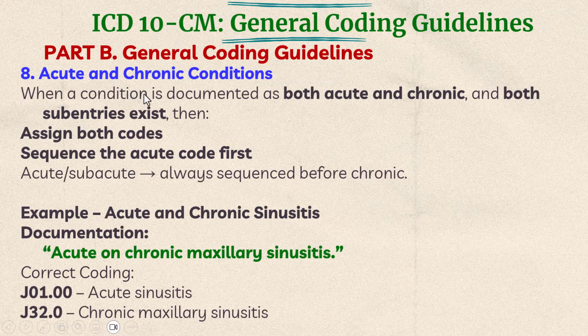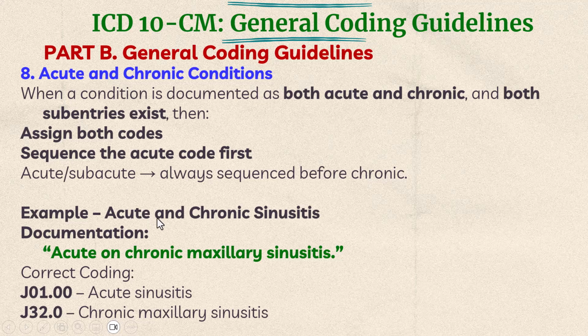Number 8, acute and chronic condition. When a condition is documented as both acute and chronic, and both sub-entries exist, then assign both codes. Sequence the acute code first. So acute or subacute always sequence before the chronic. So let's see an example.